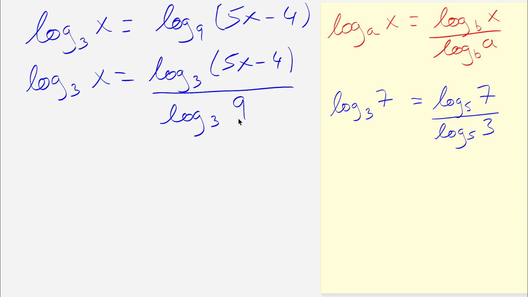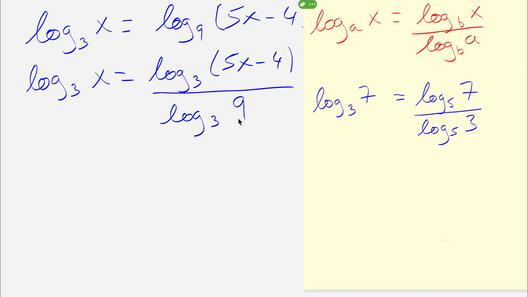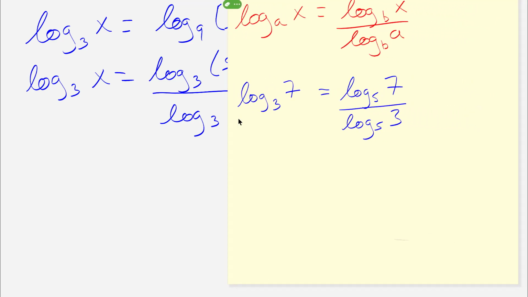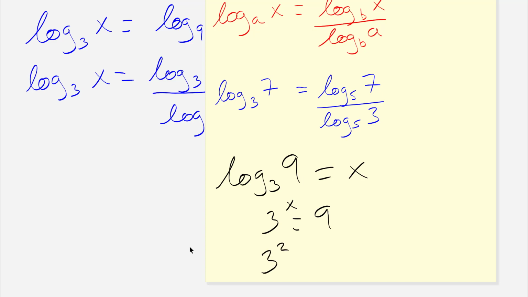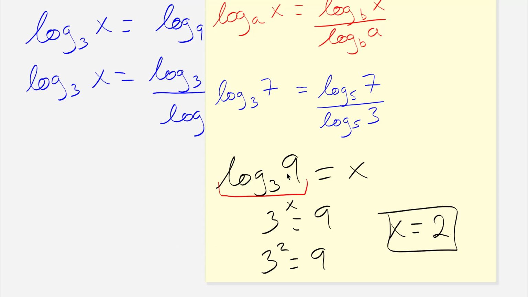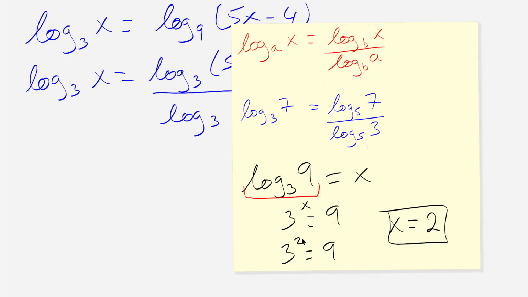Now remember, log to the base 3 of 9 is a number, and by this stage you should know in your head what that number is. But in case you don't, let's have a quick look at it. Let's put it equal to x for a second. Remember, 3 to what power would give you 9? Well, you know that 3 squared will give you 9, so that means your x must be 2. In other words, the value of log to the base 3 of 9 is 2, because 3 to the power 2 will give you 9. So when you see log to the base 3 of 9, I can now simply call that 2.